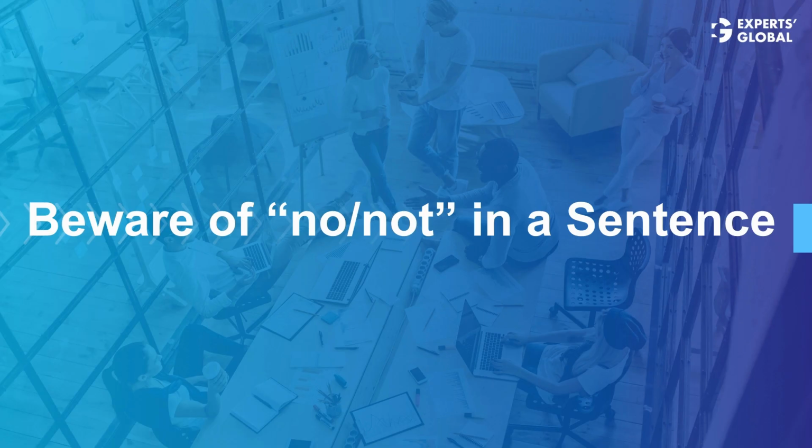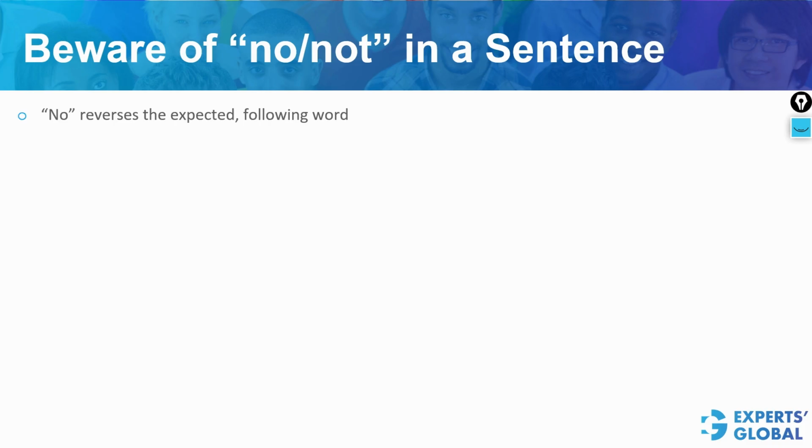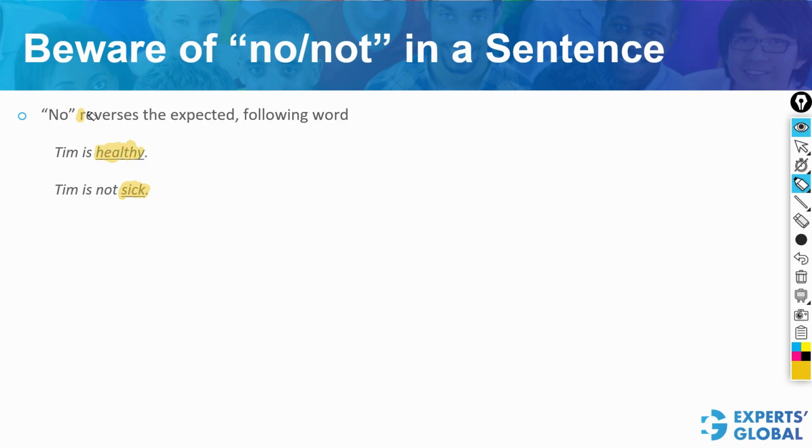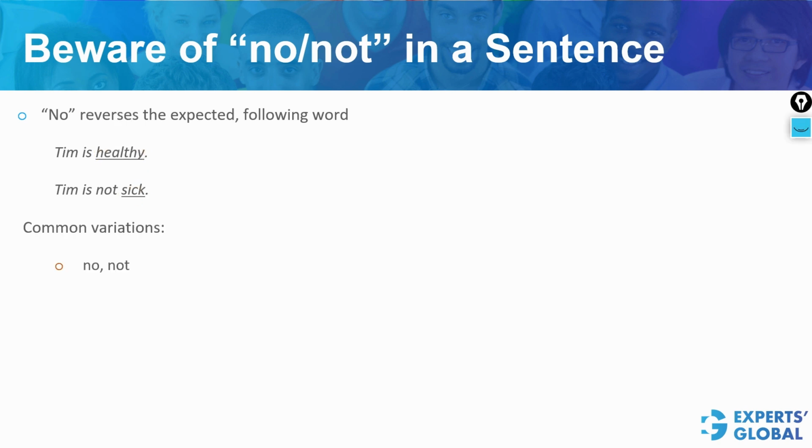Beware of no or not in a sentence. Remember, no reverses the expected following word. For example, Tim is healthy. However, if we add a not in the sentence, you see the expected following word here has changed from healthy to something quite the opposite. Opposite of healthy, sick. Some common variations: no, not, neither, nor, never, without, rarely, barely, hardly.